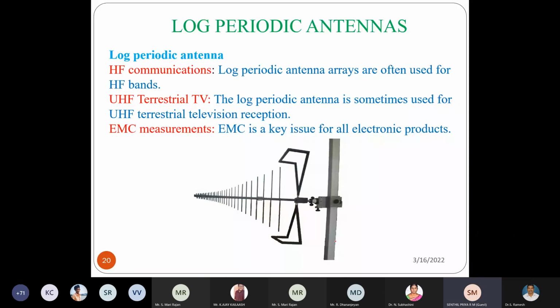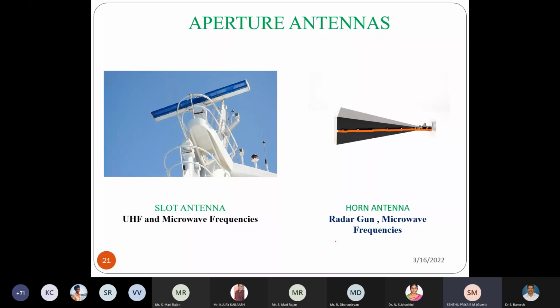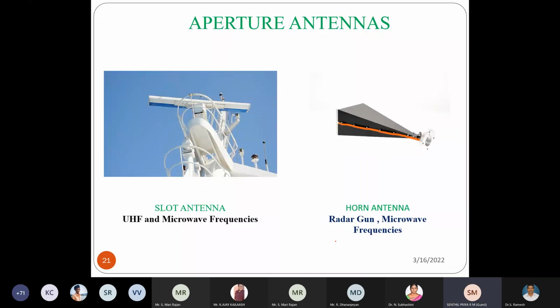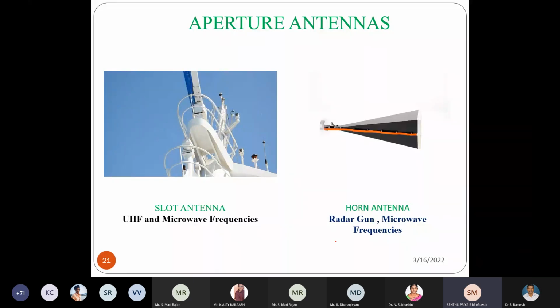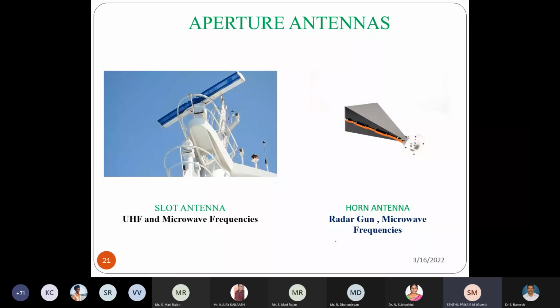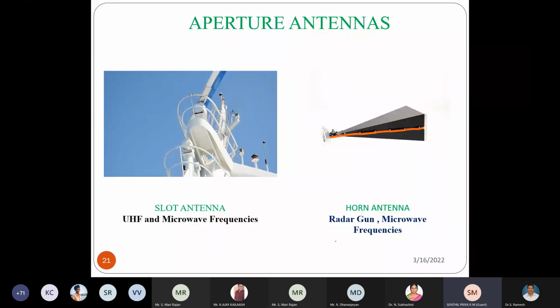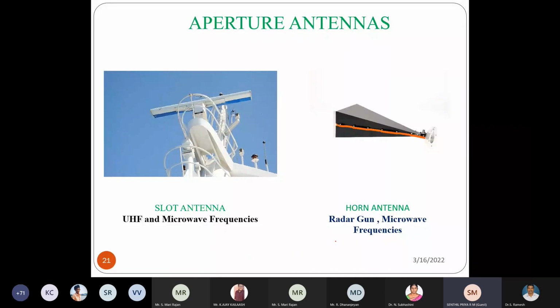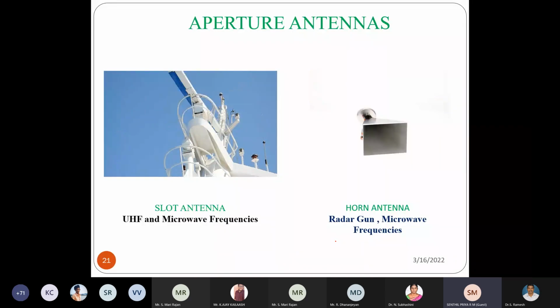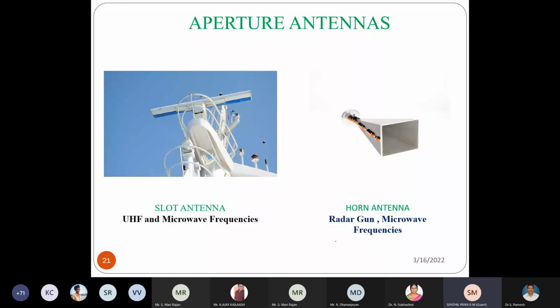And aperture antennas. Mostly we use these antennas on the receiving side. Here we have slot antennas, for ultra high frequency and microwave frequency. So what is microwave frequency? Once frequencies start from 1 gigahertz and above, they are taken as microwave frequencies. So we can have microwave frequency communication using a slot antenna.